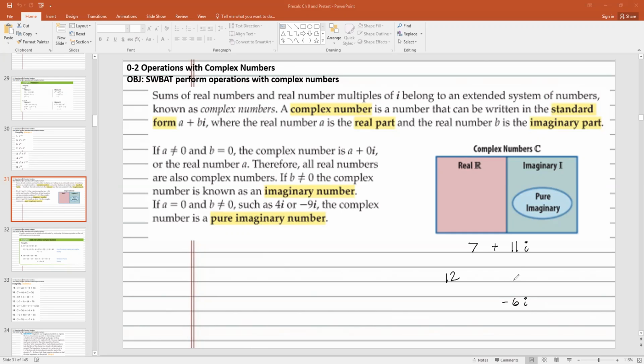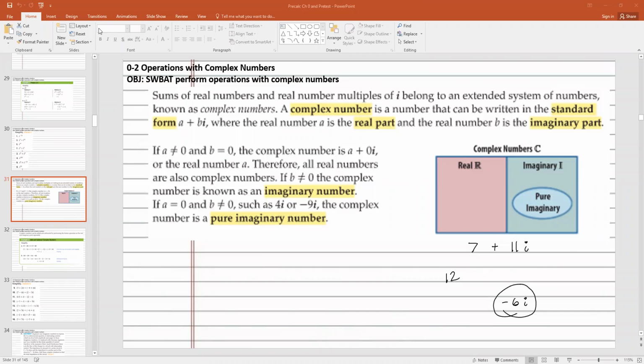All right. And yeah, here, this is called a pure imaginary number, though, because there's no real number with it. That's it. All right. Hopefully that made sense. If not, feel free to ask.